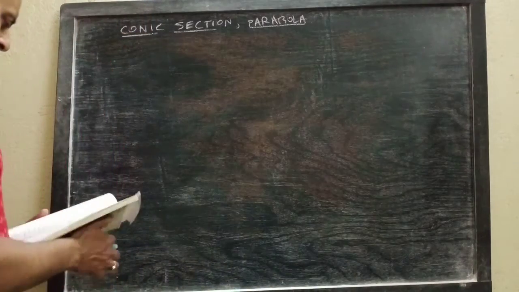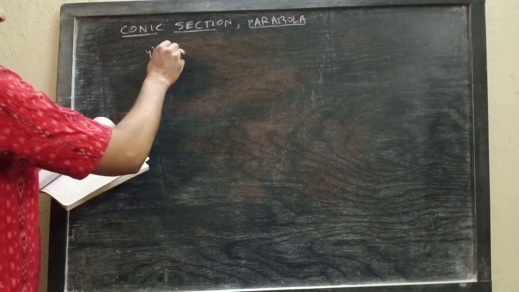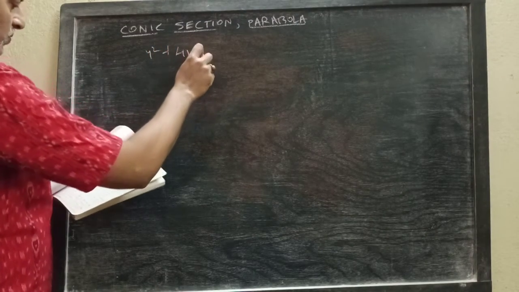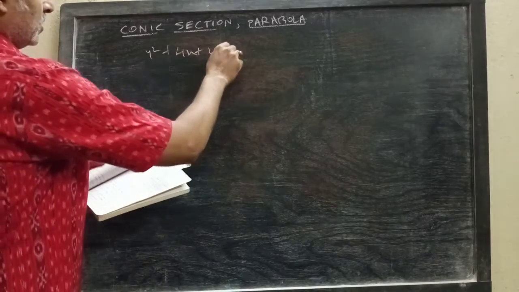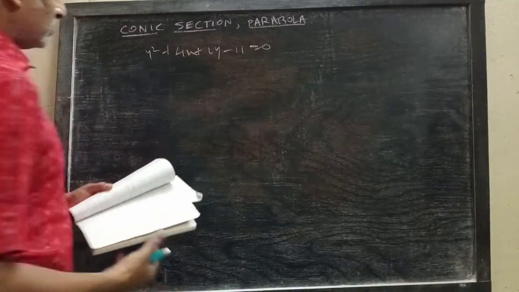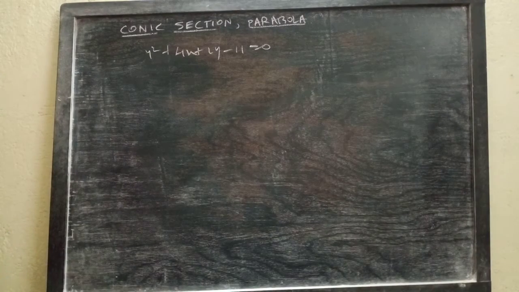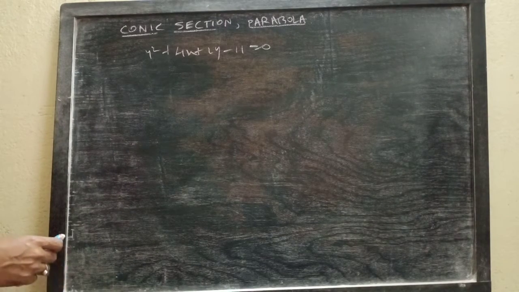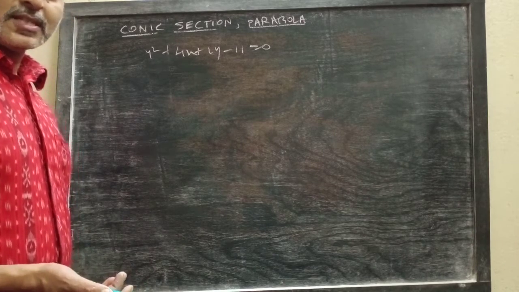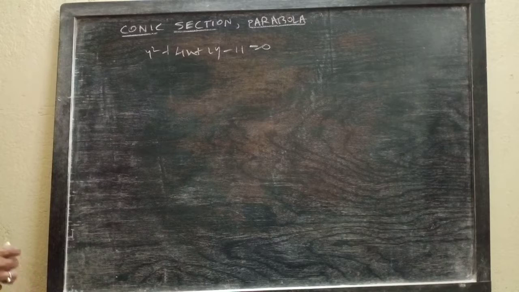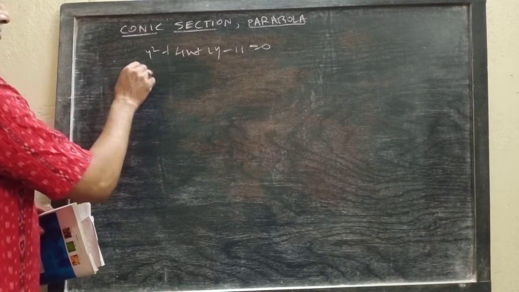Suppose we have the equation y square plus 4x plus 2y minus 11 equals 0. And you are asked to find its different parts, that is focus, vertex, equation of directrix, etc. everything. For this, we will proceed in this way.